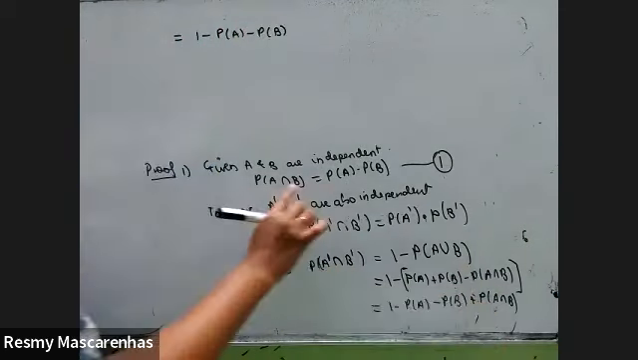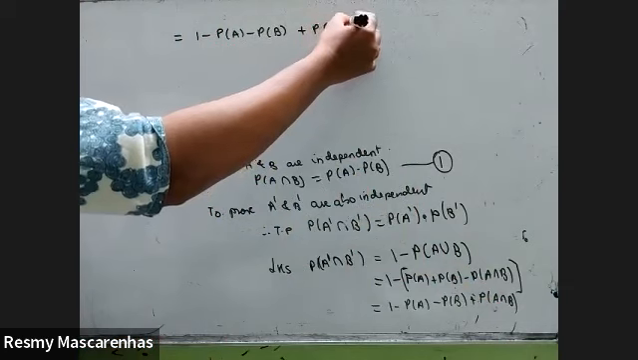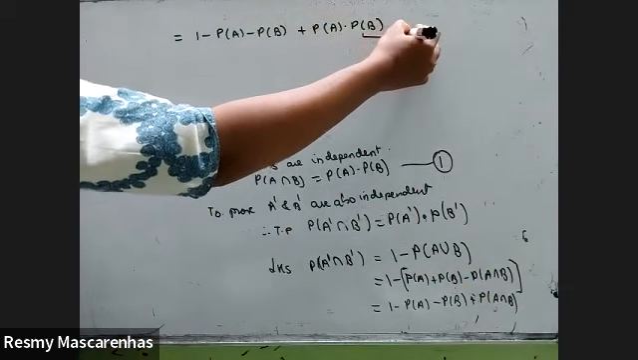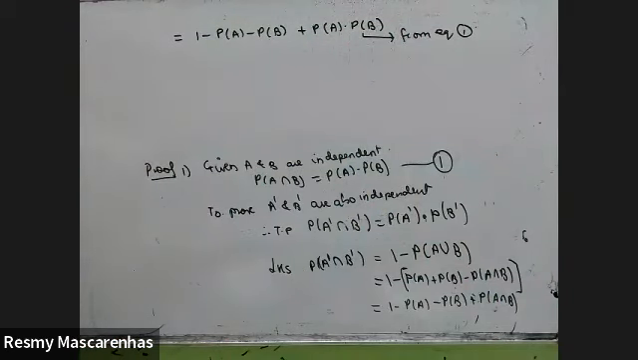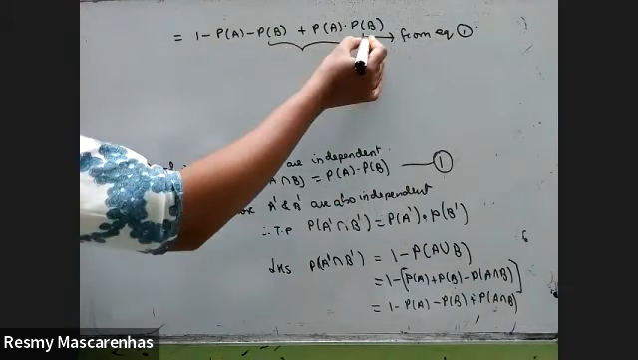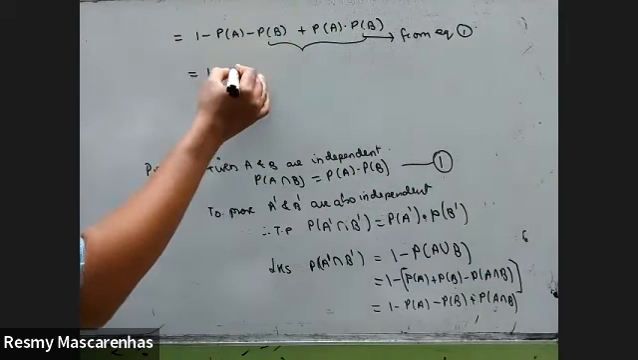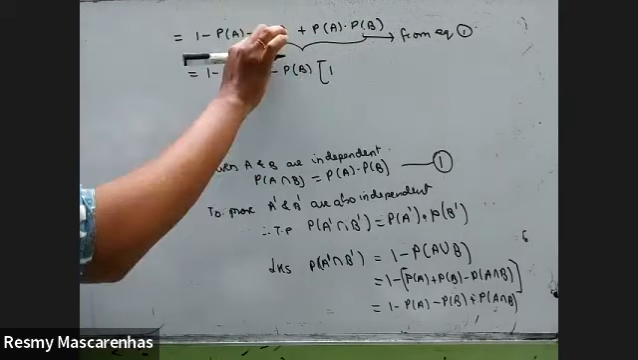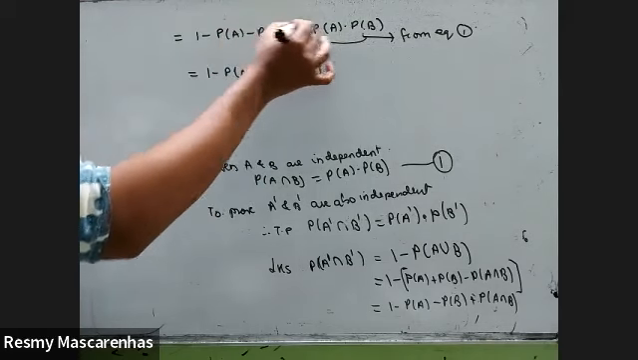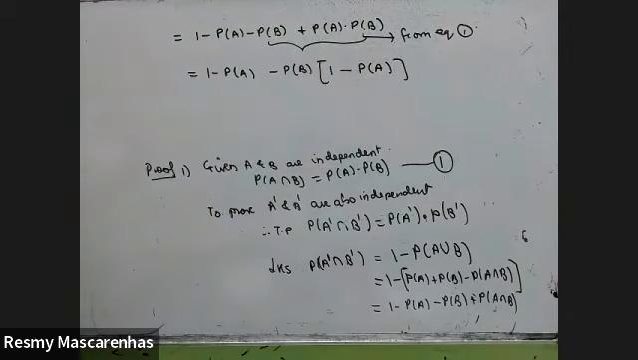Now what is this? P of A intersection B is nothing but P of A into P of B. From where did I get? From equation 1. Out of this, now what I'll do? Between this and this, my P of B is common. Between these two terms, so I'll take out P of B common. So this will be 1 minus P of A, P of B is out. So minus, if I'm taking out here, it will be minus, so that minus into minus should give me plus when I multiply it back.